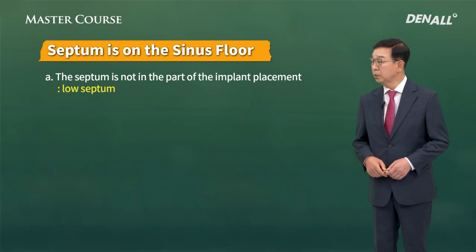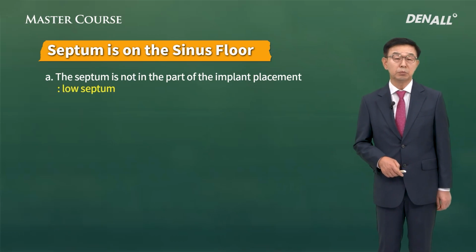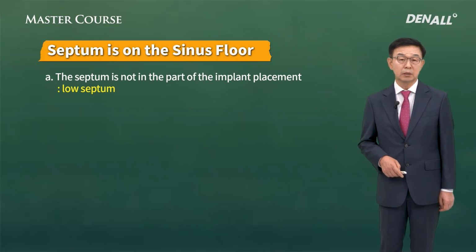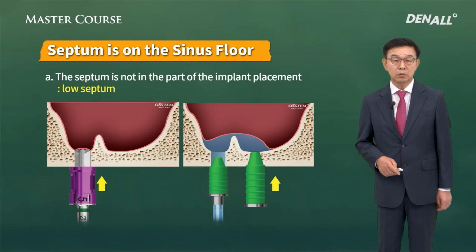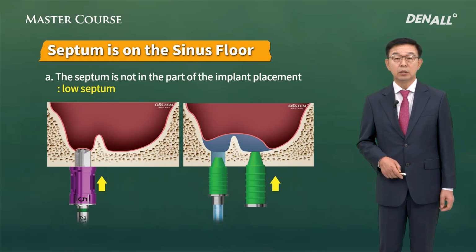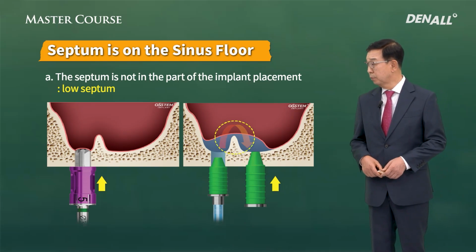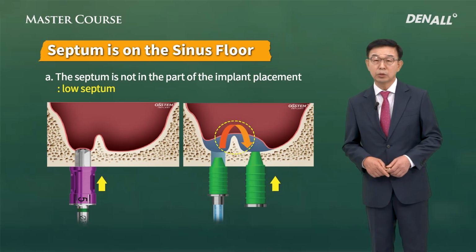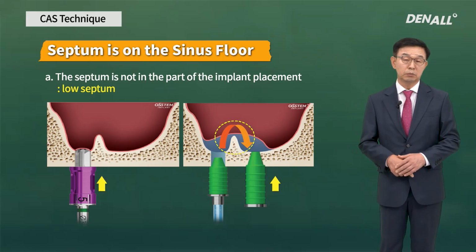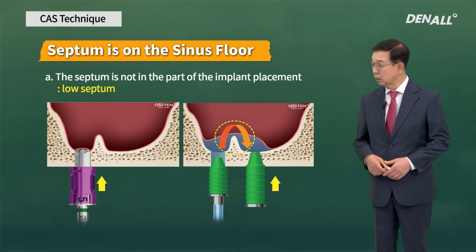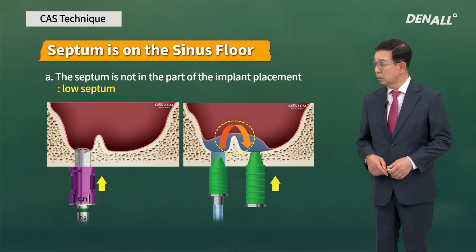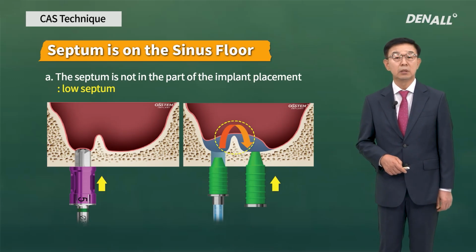At times, the septum can be very low. You can do drilling separately. However, if you do drilling in one area and do hydrolift, due to this, the other side of the septum can be lifted as shown. Around the septum, you can do CAS drilling and place the implant easily.